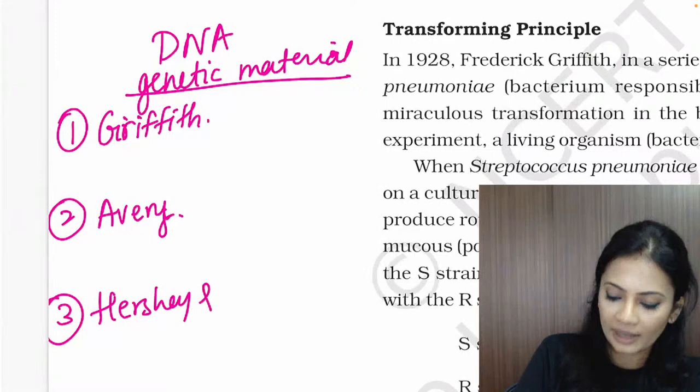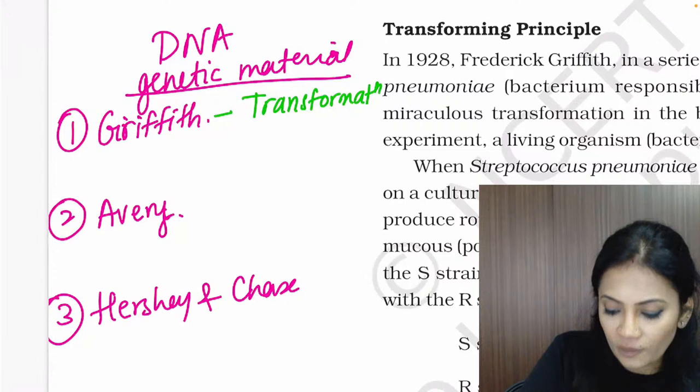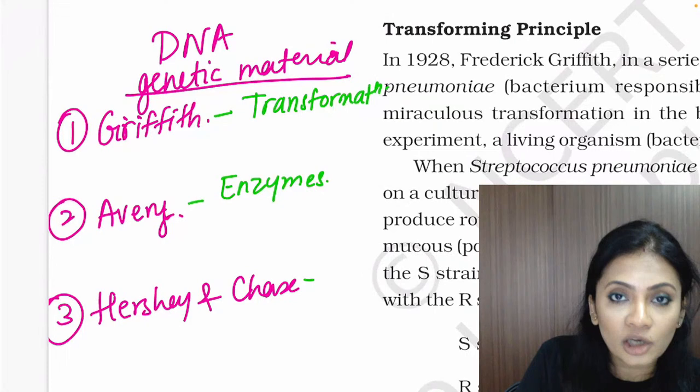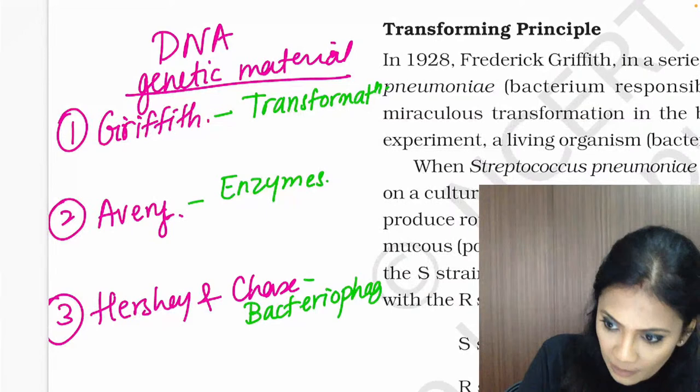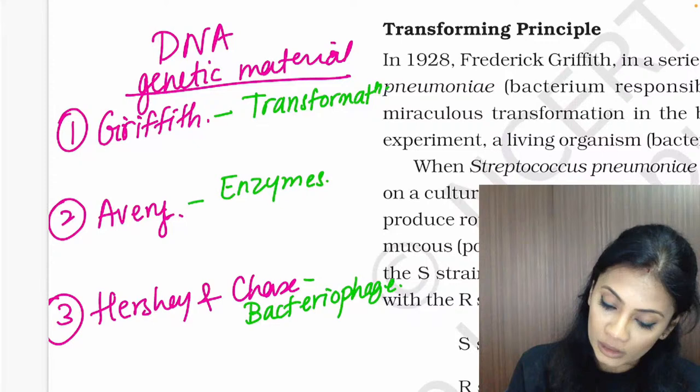Fine. In Griffith's experiment, what do we do? Transformation. In Avery, McLeod and McCarty, enzymes are used. In Hershey and Chase experiment, what is used? Bacteriophage. Perfect. Now, in transformation, what do we see? Griffith's experiment, transformation. Fine. I guess this is okay. We used Streptococcus pneumoniae.